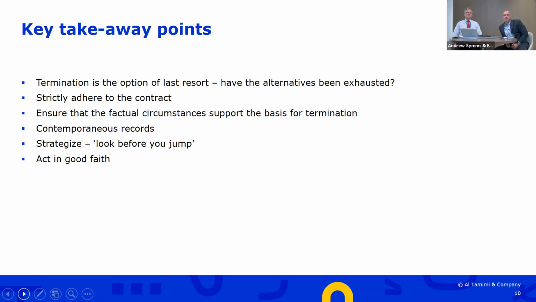In that situation, you've really got to be very diligent in your adherence to the contract. It's vital to ensure that the factual circumstances support the basis for termination. Always keep records. You can then substantiate your position subsequently. Always strategize, work out the next steps, and look before you jump. And I think the final catch-all thing I'd say is always act in good faith. And that concludes my quick run-through of termination points to note.